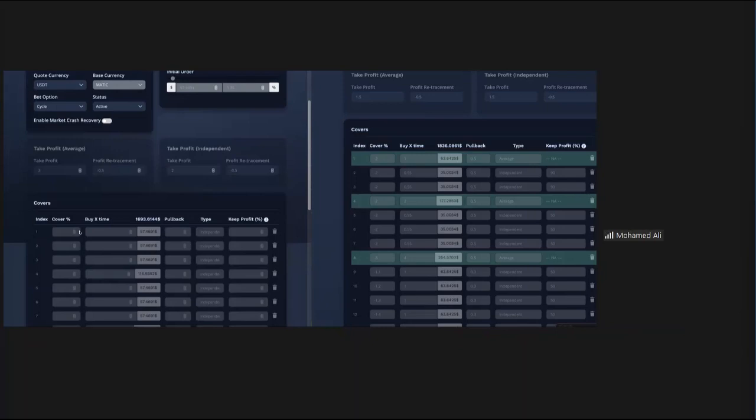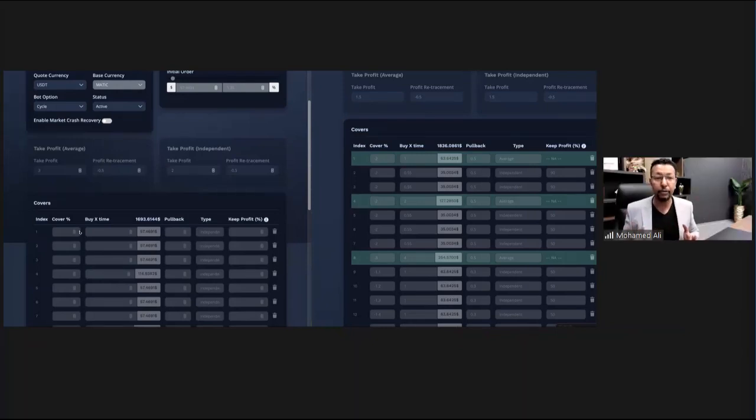Because anyway, if the initial cover closes, that means the cycle is closed. You're not keeping anything to move down the average price because there's no average price before that. The initial cover is not here. This is cover number 1, which comes after the initial one. So we're using 10% of that to pull down the average price. But if it takes the initial cover and goes above, obviously you're taking 100% of the profit.